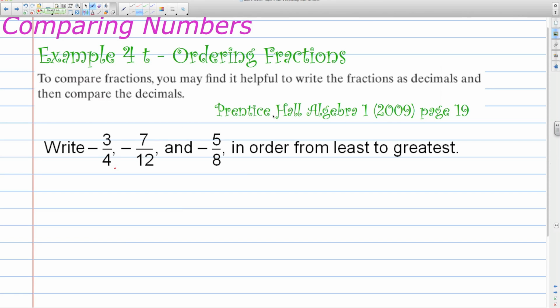That quote's from Prentice Hall, Algebra 1, copyright 2009, page 19.